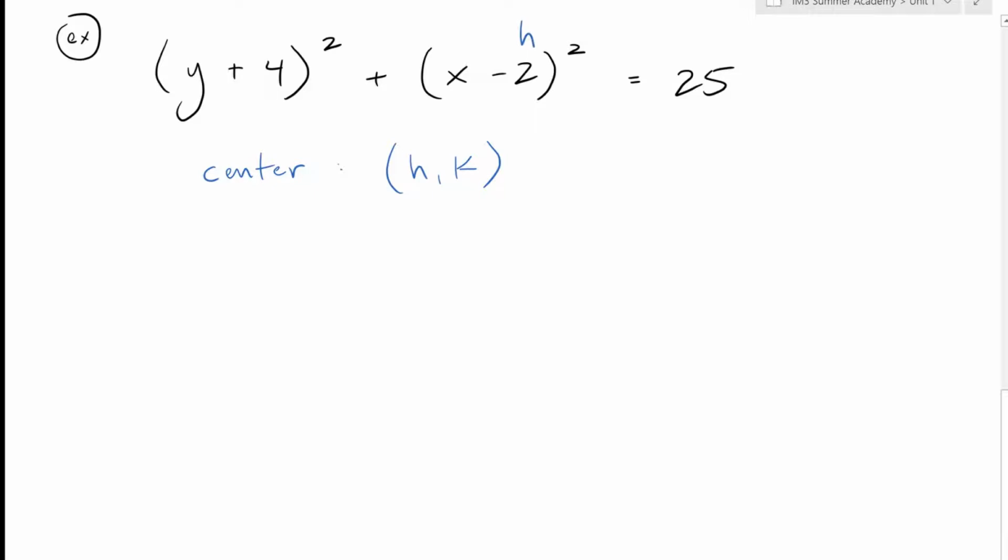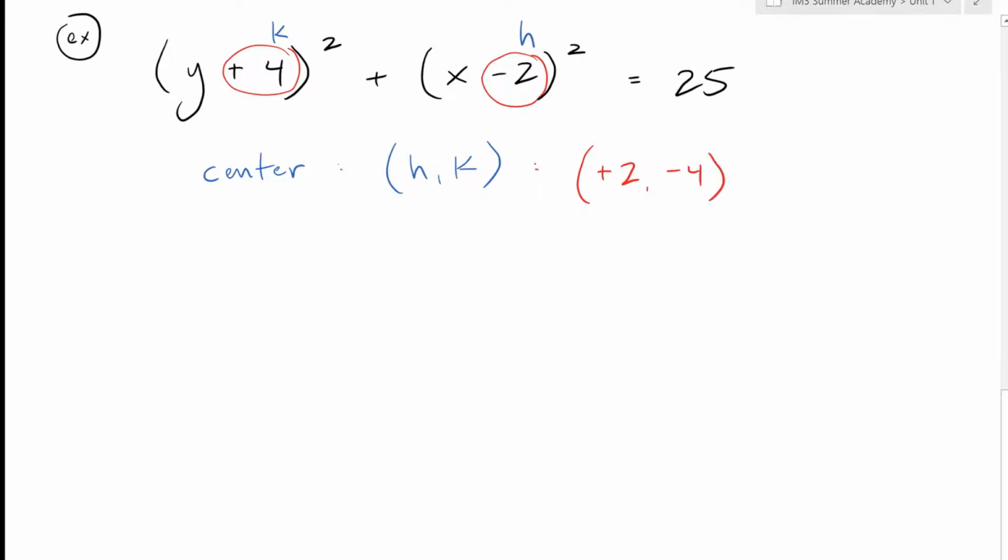So this is my h value, where this one over here is going to be my k. H always goes with x, k goes with y. So when we're writing this actual point, for h, I see negative 2, it's really going to be rewritten as positive 2. On the other hand, we see a positive 4, so it's going to be written as a negative 4.